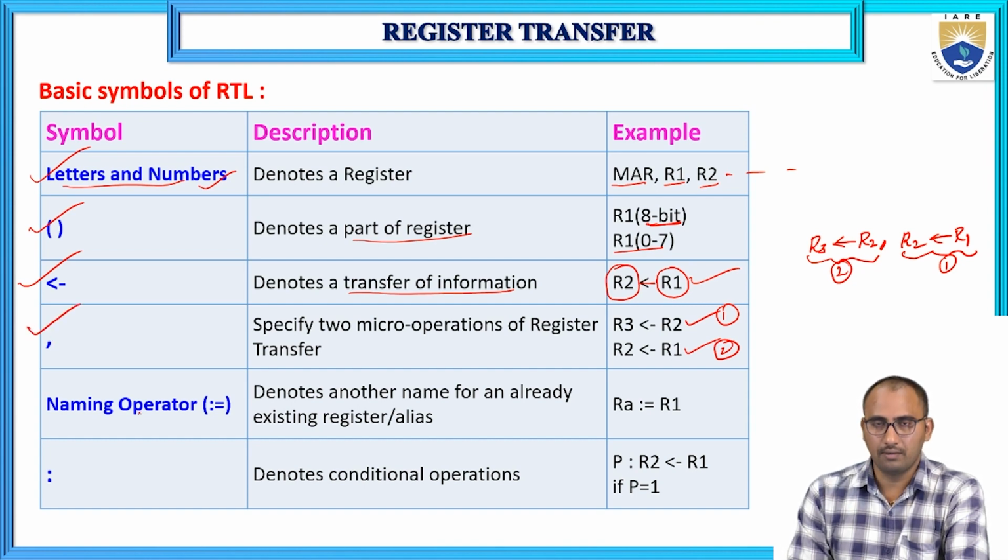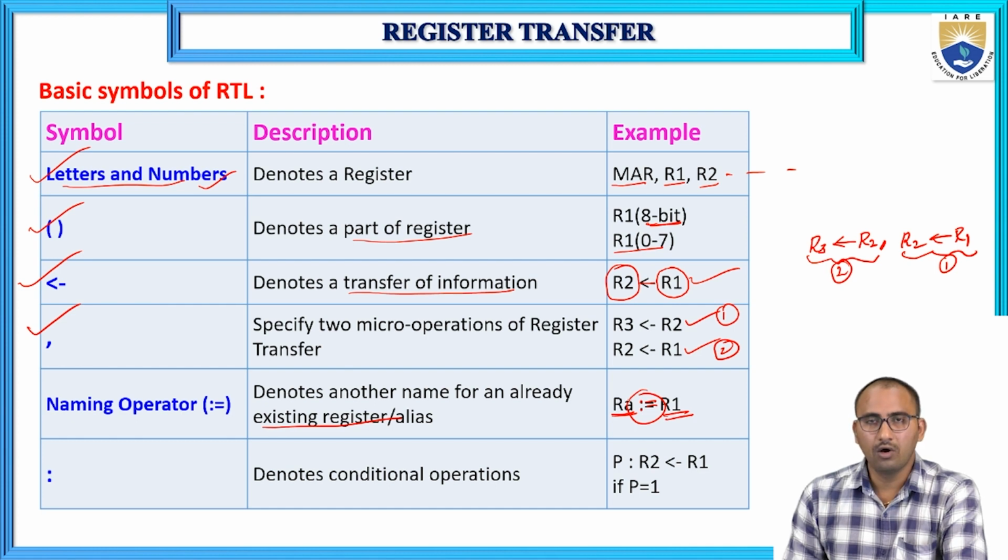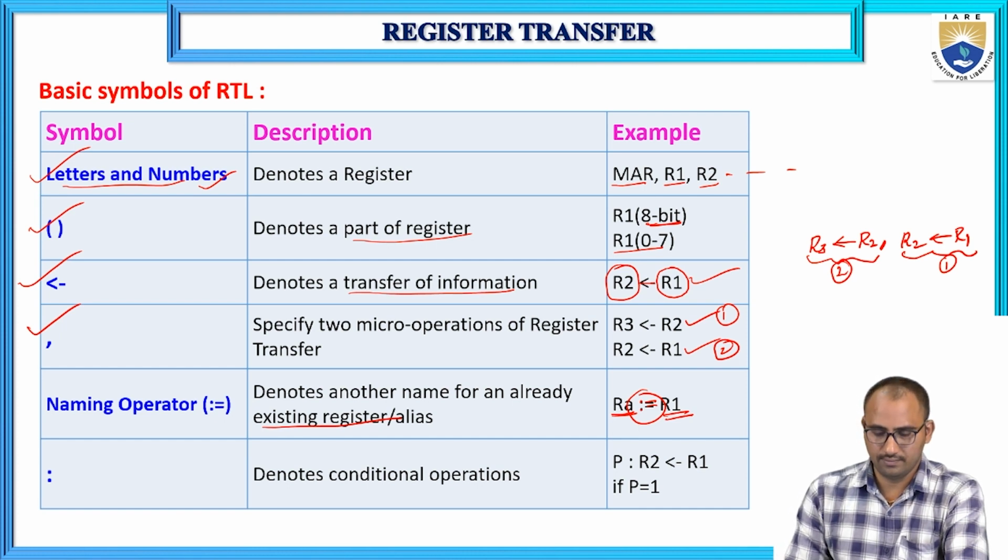Next, the naming operator. It denotes another name for an already existing register. Here RA is the already existing register, and we are assigning a new name for RA, that is R1. We can achieve that with this naming operator, colon equal. So the naming operator can be used to specify another name for an already existing register.